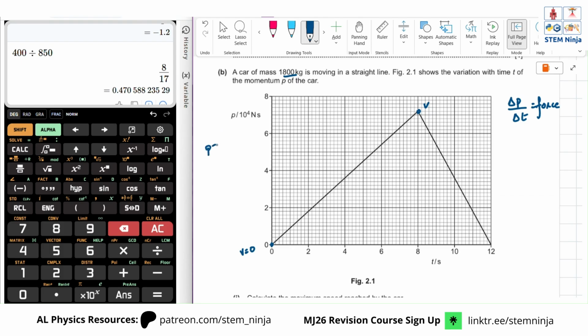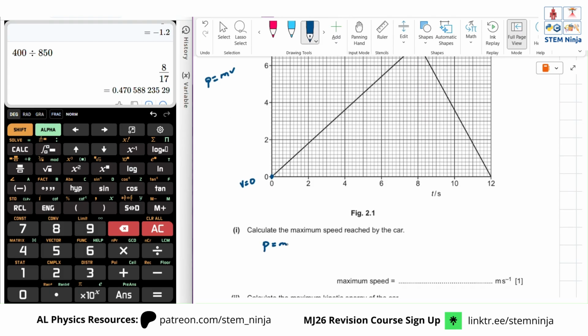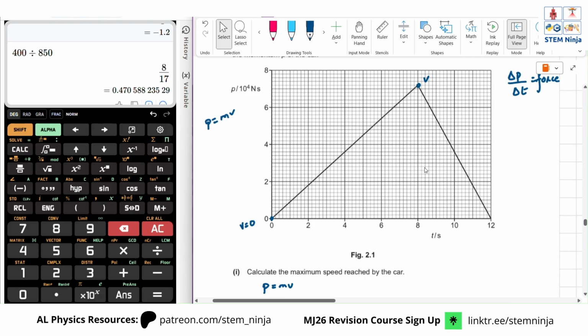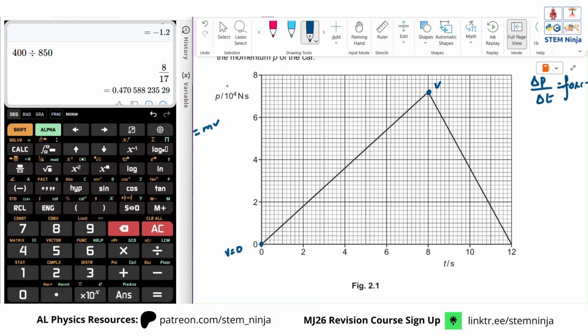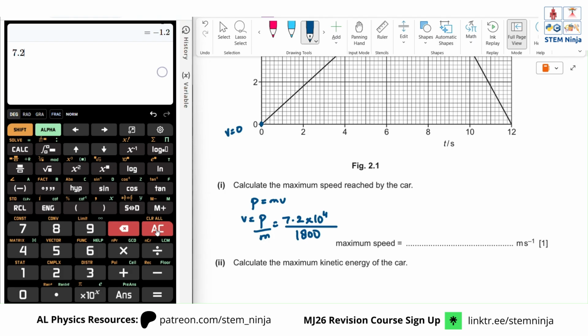So momentum is equal to mv. P is equal to mv, so v would be P over m. At the highest point, we have 7.2 times 10 raised to power 4 divided by mass 1800 kg. So 7.2 times 10 raised to power 4 divided by 1800 is 40.